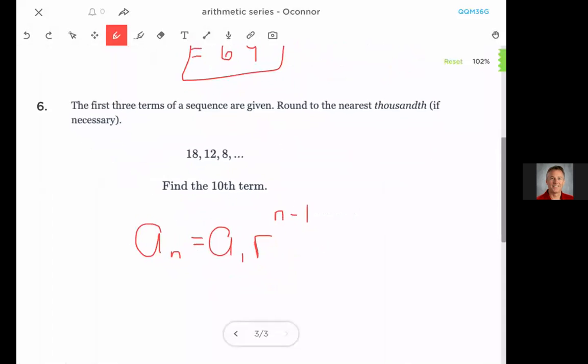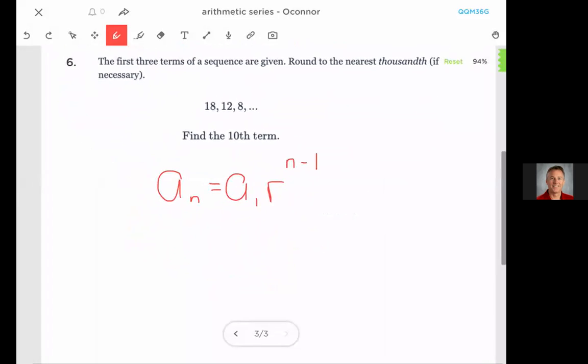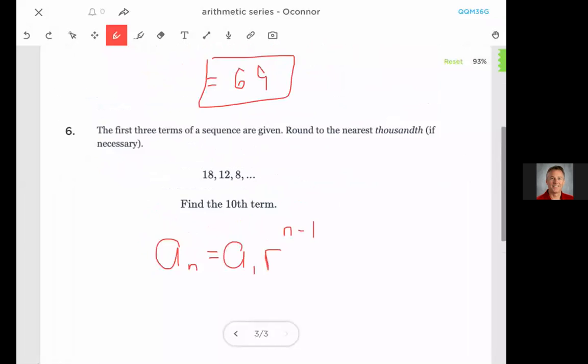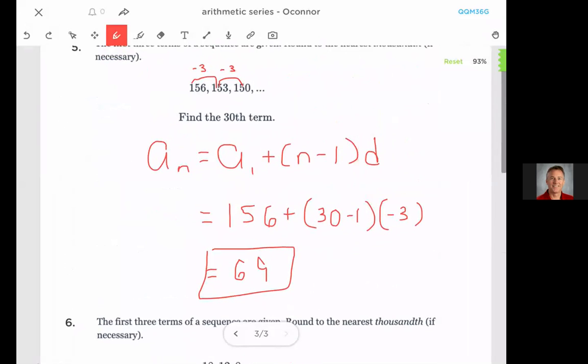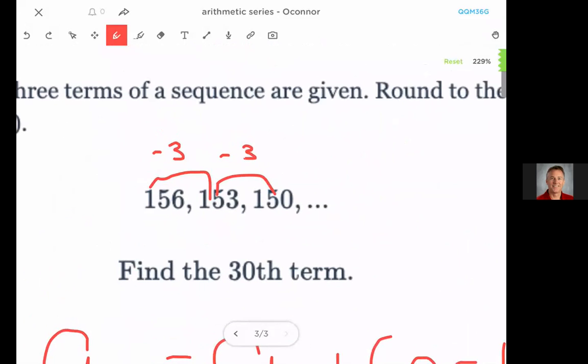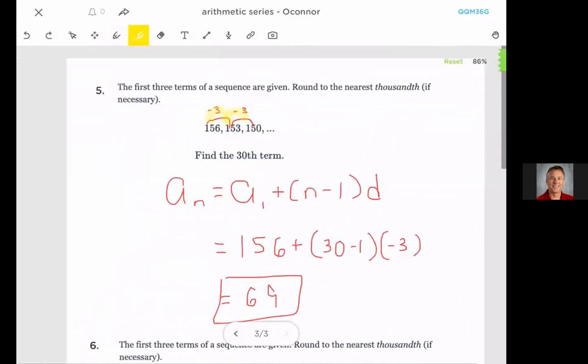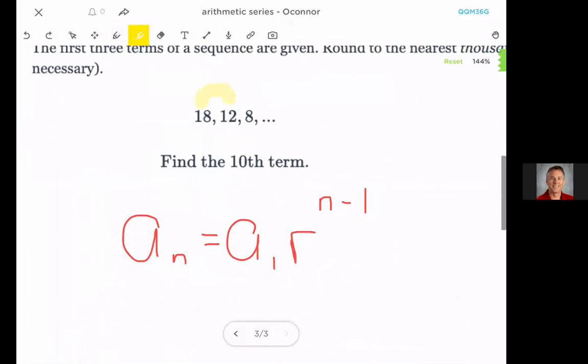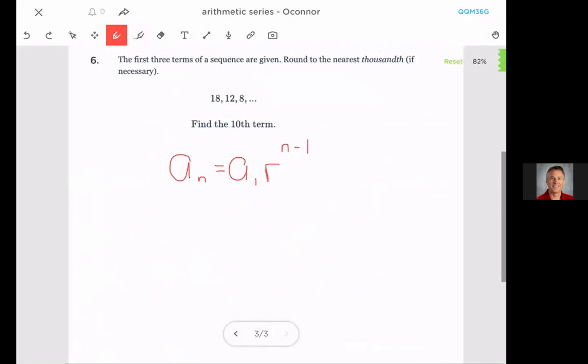All right, so let's take a look at this problem. So to find the 10th term, first, this is geometric and not arithmetic. And the reason it's geometric is because, remember in our previous problem, we subtracted 3 and then subtracted 3 and so on. In this problem, if I subtracted 6 and then I subtract 6 again, it doesn't work out. So it's not arithmetic, it is geometric. And so if it's geometric, we find r instead of d. I'll show you how to do that in just a second.